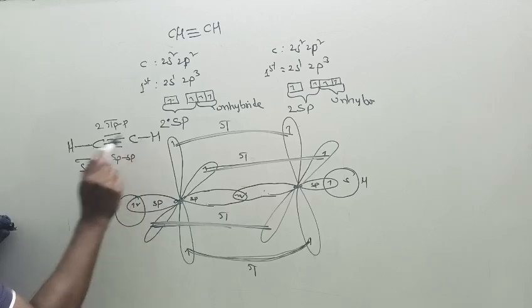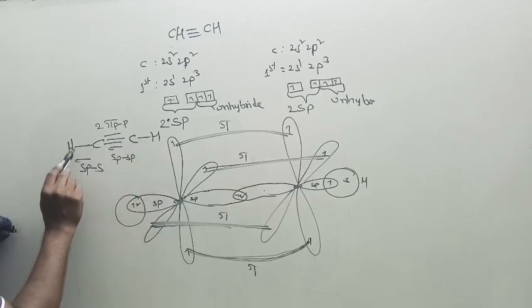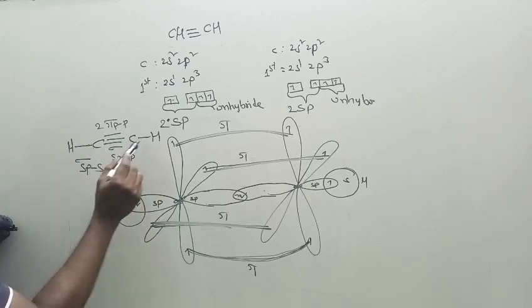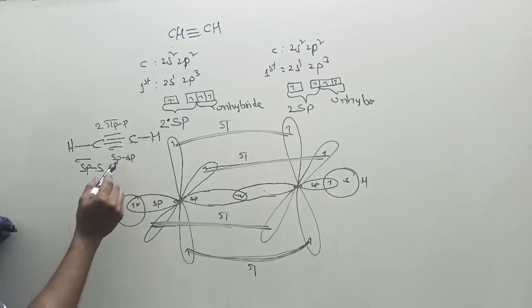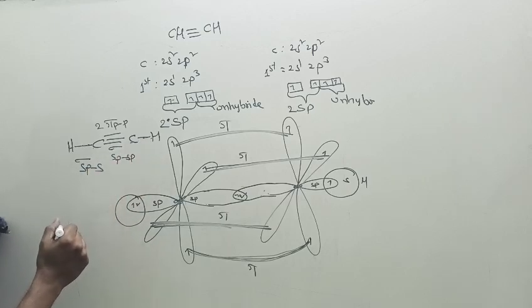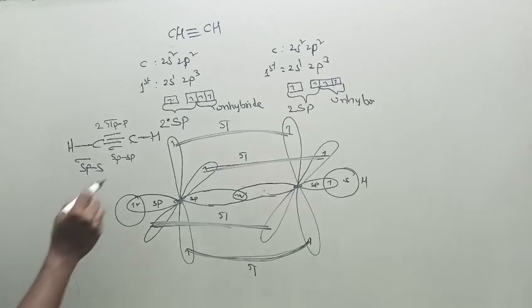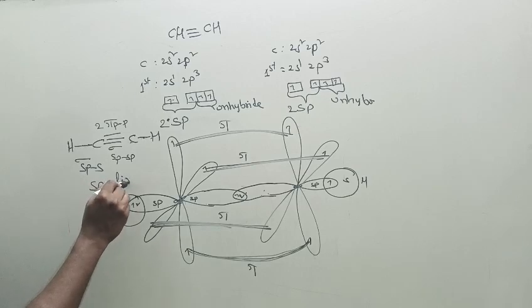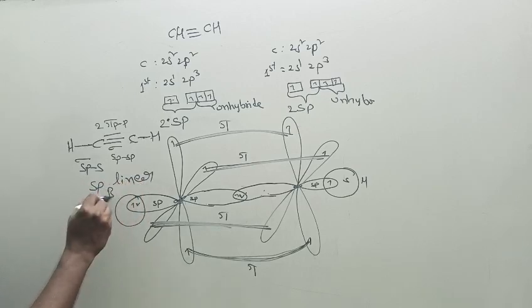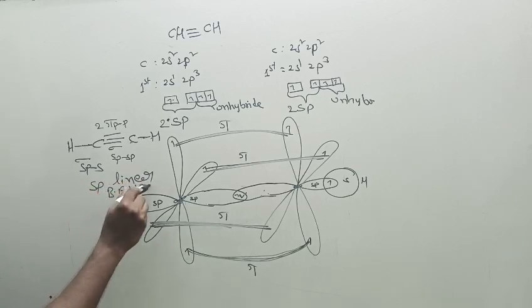1, 2, 3. Of the three sigma bonds, one is sp and s overlapping, another is also sp and s overlapping, and this sigma bond is the sp and sp overlapping. Finally, it is sp hybridized. Geometry is a linear molecule and the bond angle is 180 degrees.